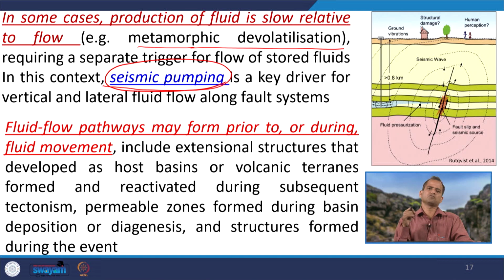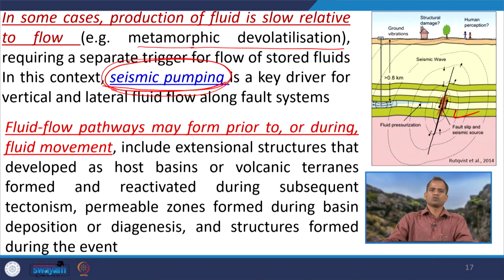So, in that case, suppose there is a seismic activity, there is seismic shaking. So, once there is seismic shaking, it is providing a suitable geological environment, so that this fluid which was released very slowly can easily escape. So, the seismic pumping sometimes acts as a driver to flow the fluid from this system.